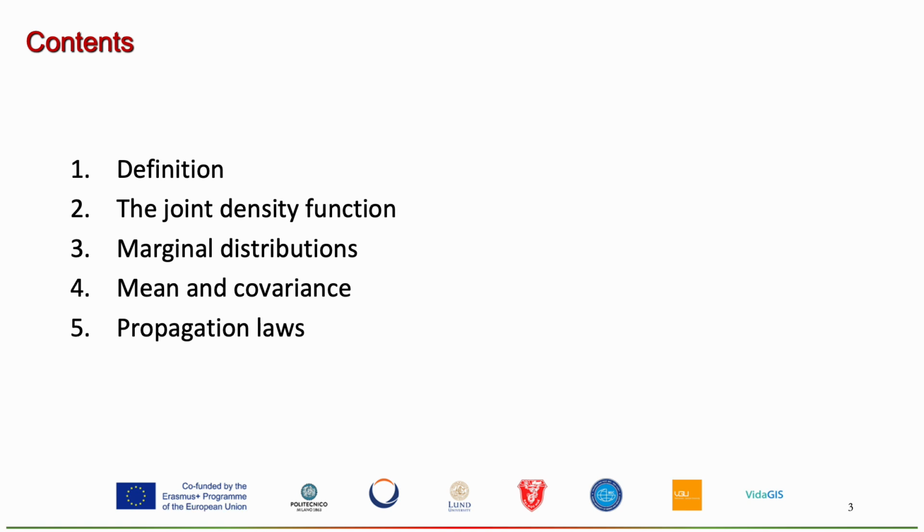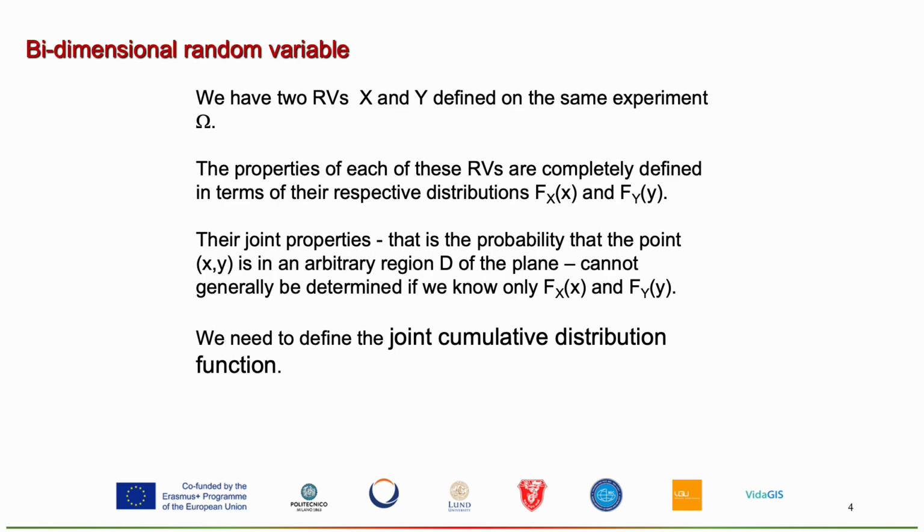So the content of the next slot of presentation is the definition of a two-dimensional random variable. What is the joint density function between the two components of our random variable? What are their marginal distributions? What is the mean and the covariance of a random variable? And what are the propagation laws for a two-dimensional random variable? So let's start with the definition of a two-dimensional random variable.